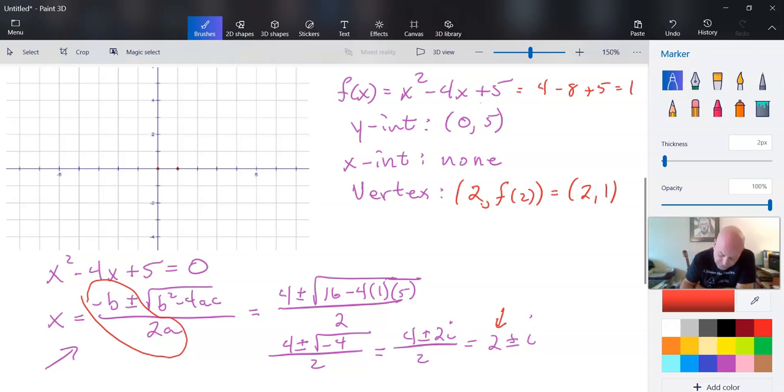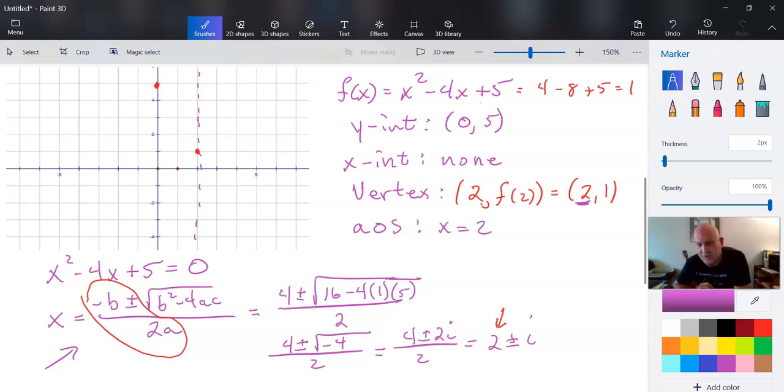Right? So let's look at what we have so far. I have a y-intercept at 5. I have a vertex at the point 2, 1. Okay, that means that my axis of symmetry has to have the same coordinate as the x-coordinate of the vertex. So my axis of symmetry is x equals 2. So I can draw that in.